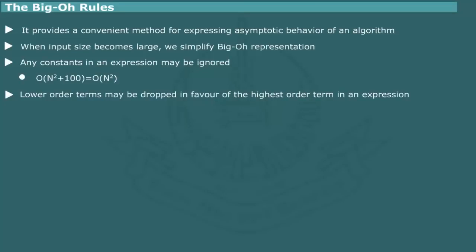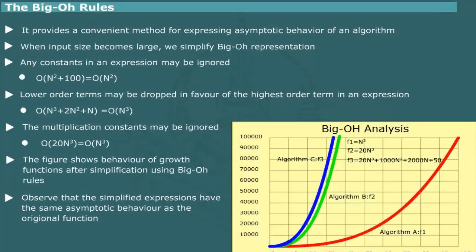Lower order terms may be dropped in favor of higher order terms. For example, the simplification is based on the observation that smaller order terms do not contribute as much to the runtime as higher order terms. Multiplicative constants may be ignored. For example, this simplification is based on the observation that in analyzing an algorithm, we are interested only in relative growth rate rather than absolute. This is shown in the graph.